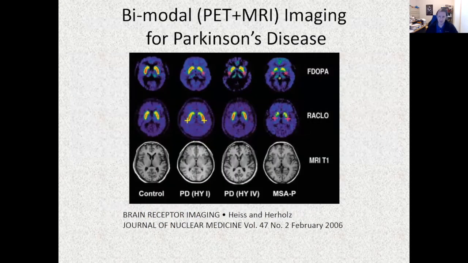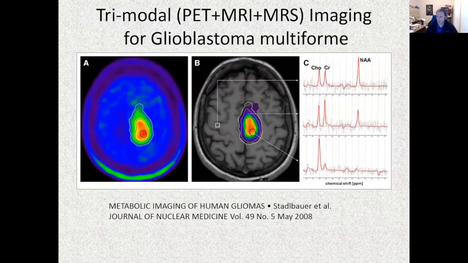Here our data gets more complicated because we now have two modes with both PET scans and MR scans. This application is Parkinson's disease. Now we go up to add a third mode. So now we're looking at both PET scans, MR scans, and then the third mode is magnetic resonance spectroscopy. So our data sets can be multimodal and quite large and complicated.